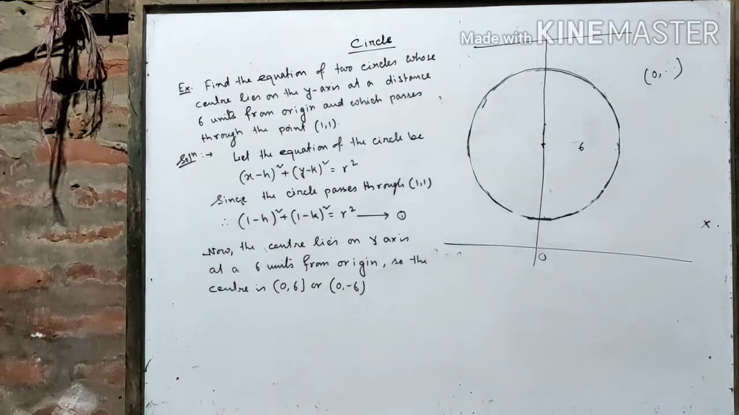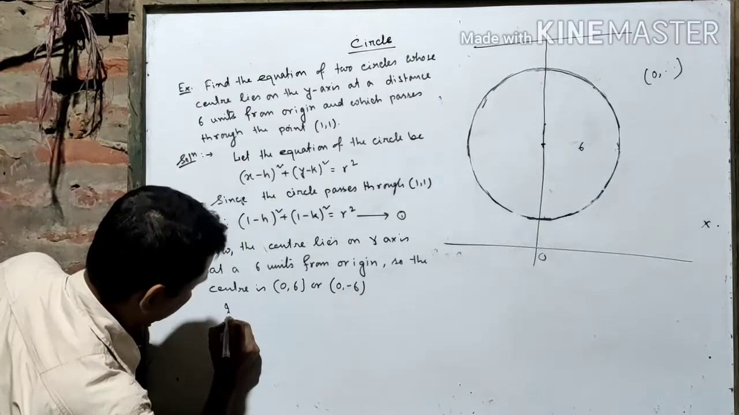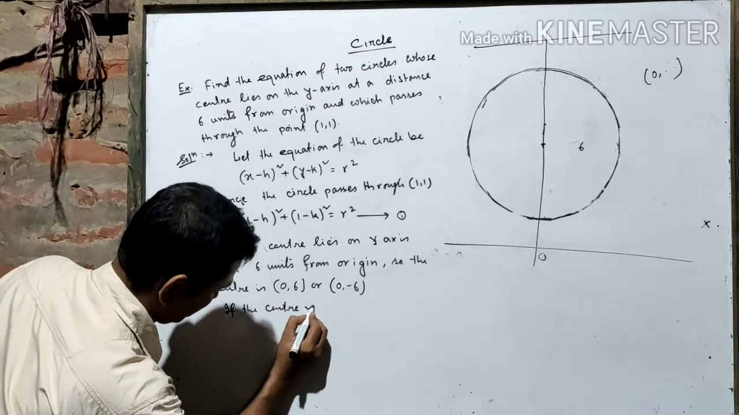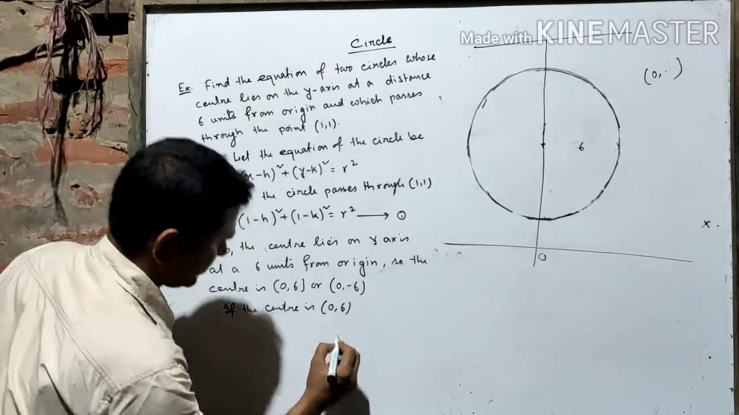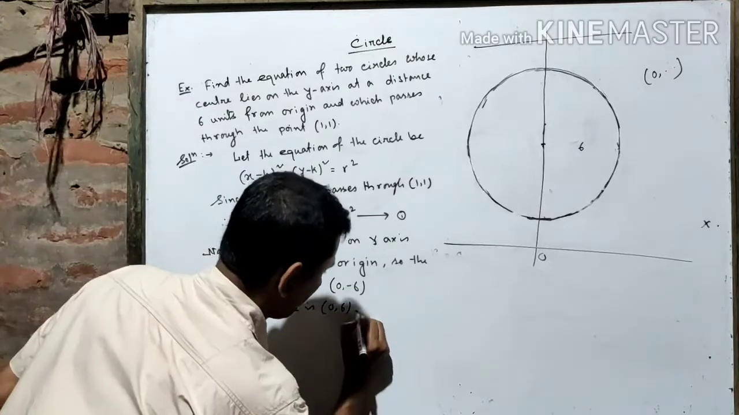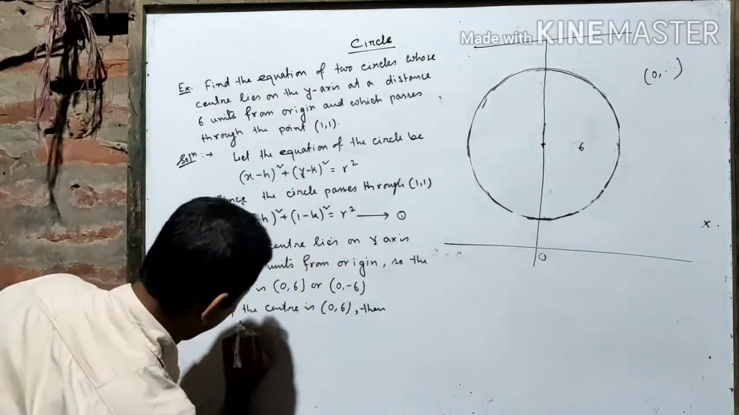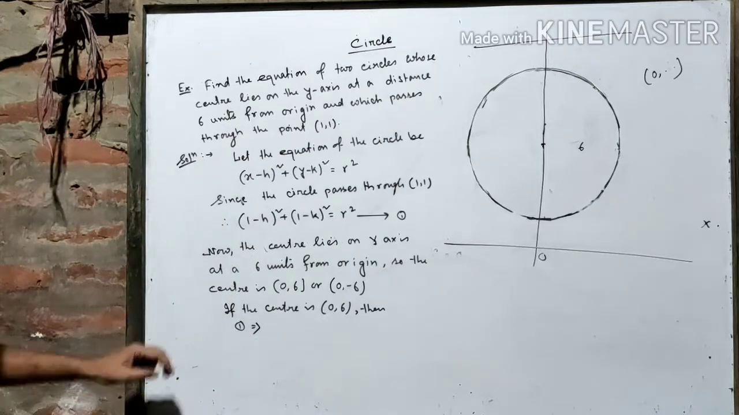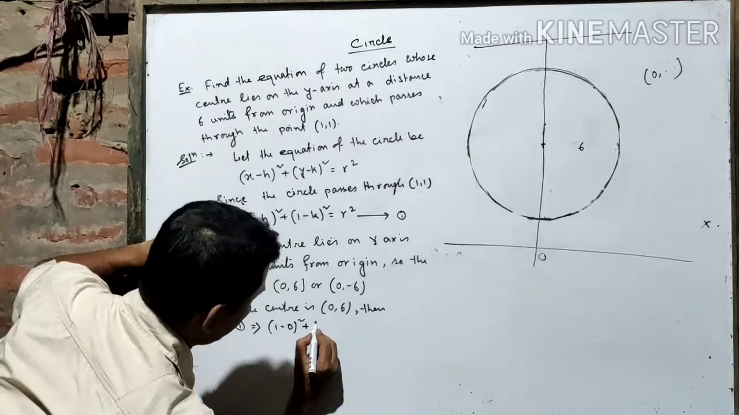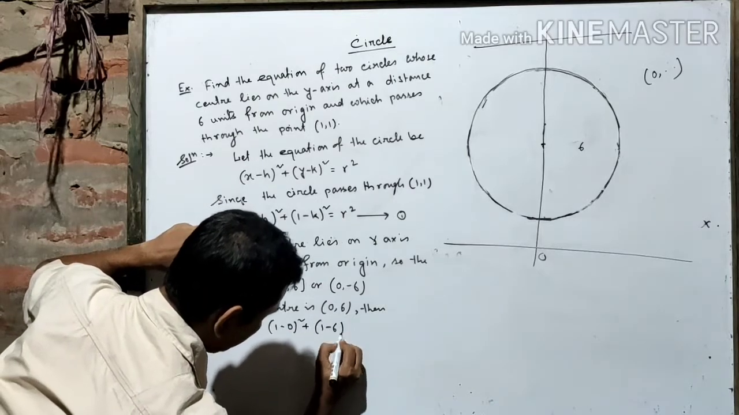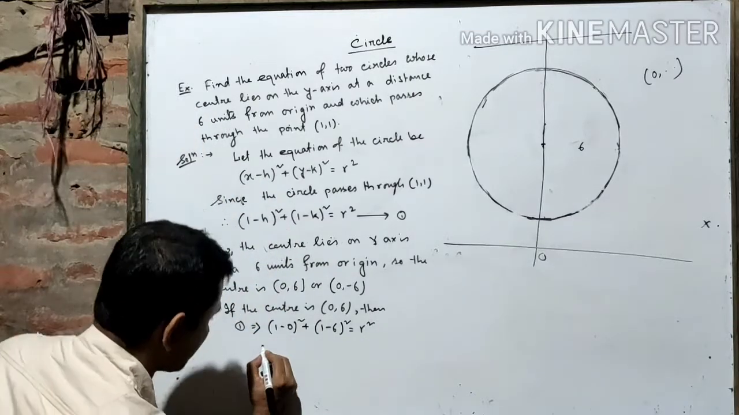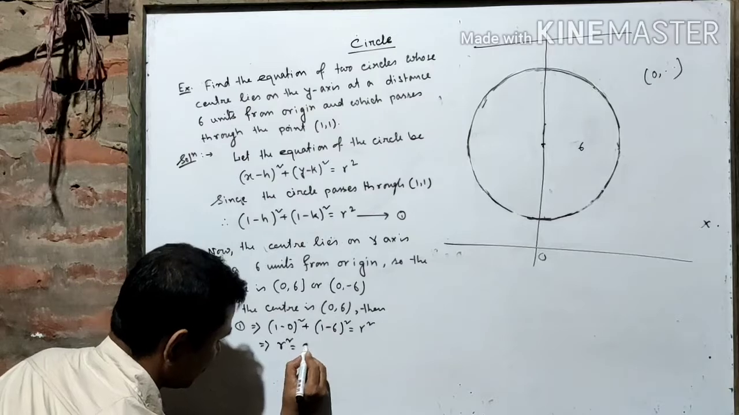Okay, if the center is (0, 6), that means h is equal to 0, k is equal to 6, then (1, 1) implies (1 minus 0) whole square plus (1 minus 6) whole square is equal to r square. So r square is going to be 26. This implies r square is equal to 26.